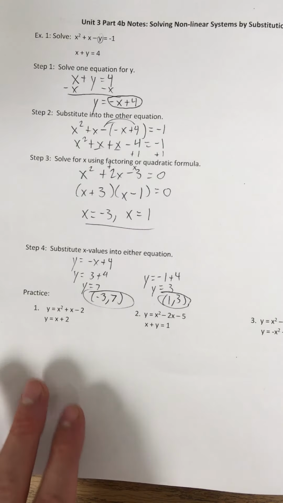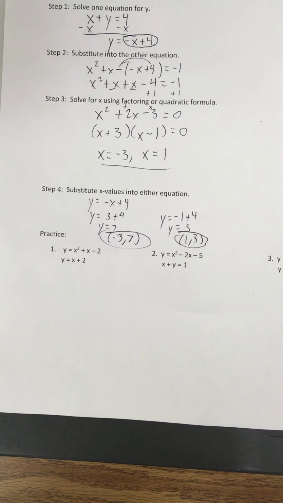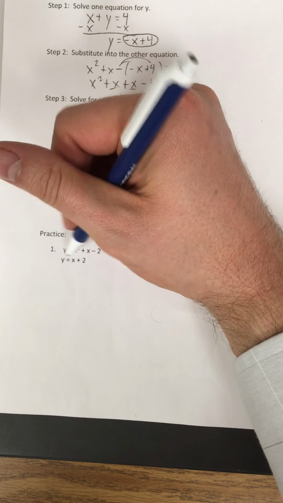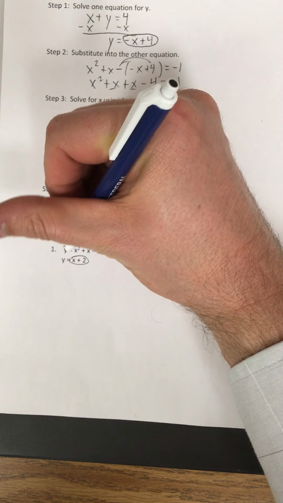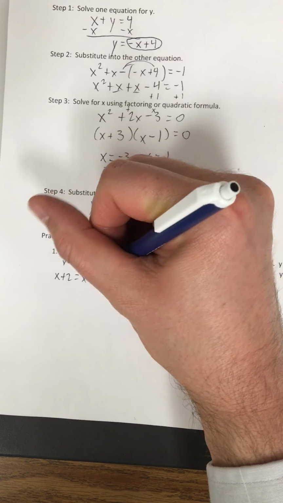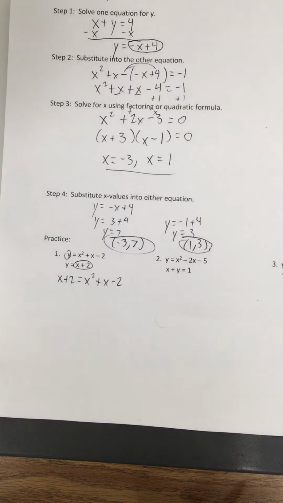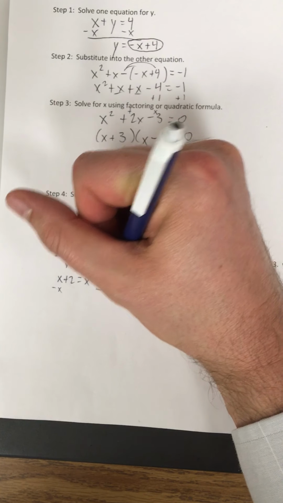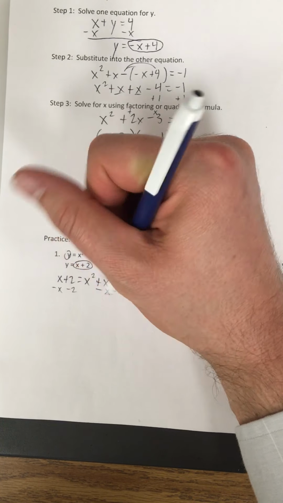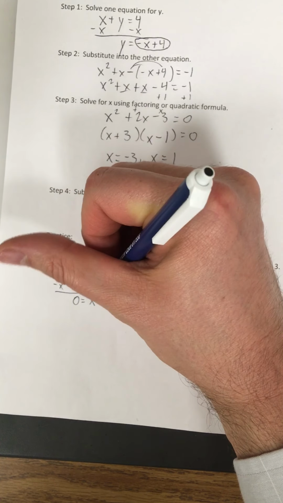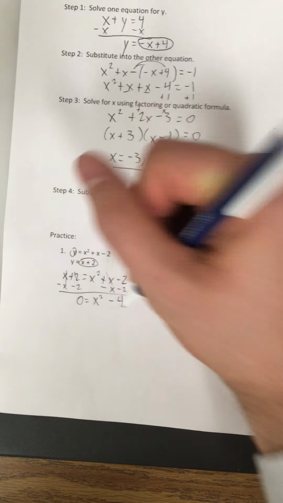Now, let's go ahead and work one of these together, one more down on bottom. Now I already have y by itself, so step 1's already done for me this time. So I can just plug in x plus 2 in place of this y. I'm going to say x plus 2 equals x squared plus x minus 2. And I want to solve that. Okay, so if I'm going to use factoring or quadratic formula, I've got to get it equal to 0. Subtract the x from both sides, subtract the 2 from both sides. Those are gone. That's going to say 0 equals x squared, these are gone, minus 4.